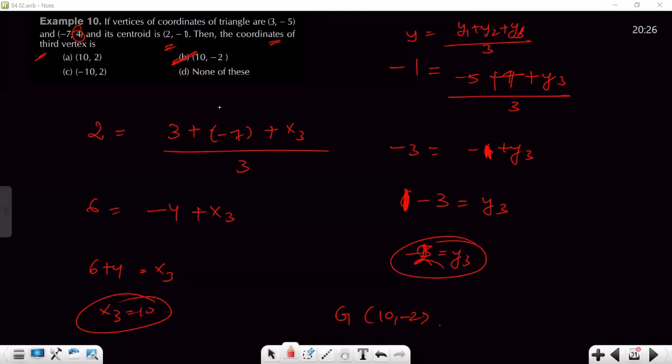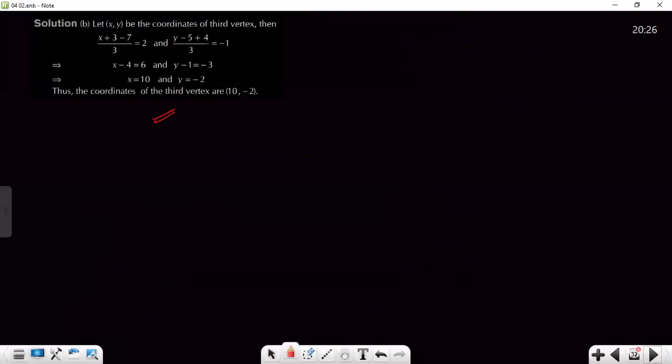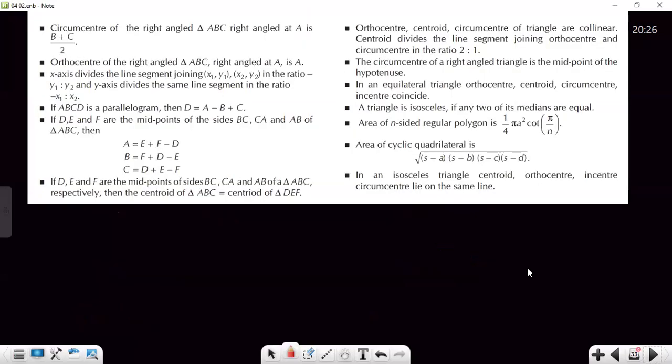Okay, let's move to the next chapter, points. First point: circumcenter of the right angle triangle ABC, right angle at A, is (B plus C) divided by 2. We have discussed incenter and circumcenter earlier. So circumcenter will be given by (B plus C) divided by 2. Orthocenter for the right angle triangle ABC, right angle at A, is A.